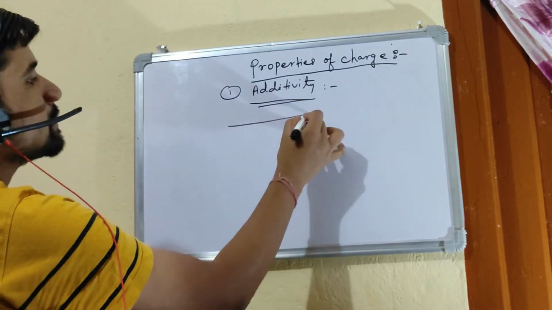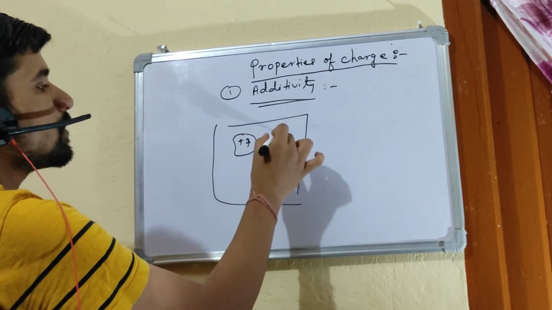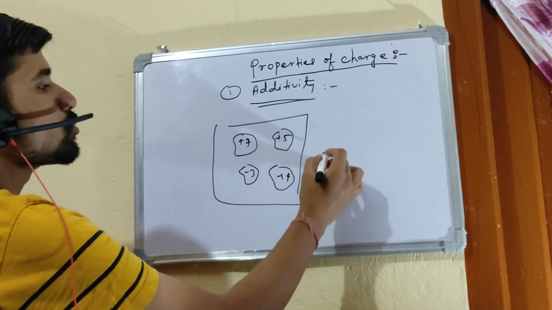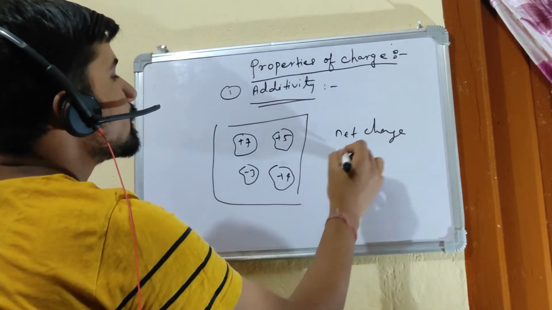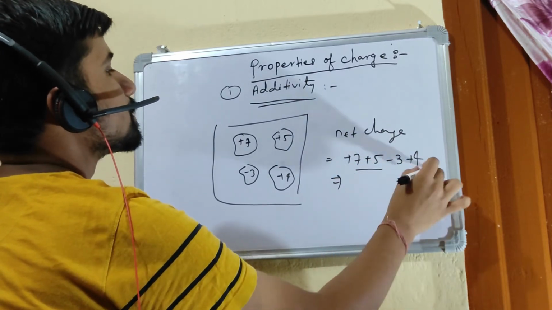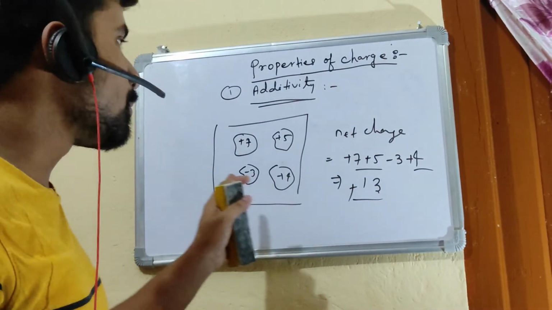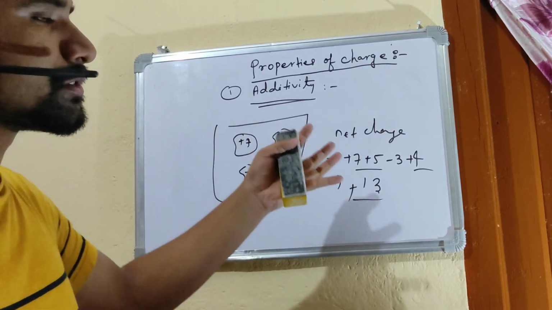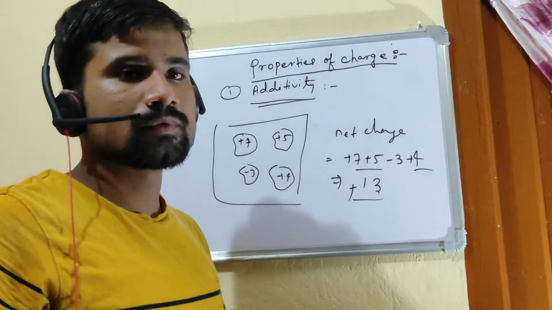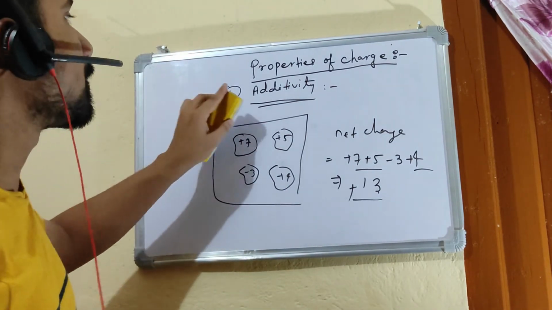So let's say there is a space where we have different charges. Let's say plus 7. I'm not talking about the unit of charges now, but just to make you understand, plus 5, minus 3, plus 4. So net charge on this body will be simply plus 7 plus 5 minus 3 plus 4. So it is plus 13. This is same as talking about, like, if there are four masses connected, the net mass will be the addition of that. Only difference is in case of charge we have different polarities, but in mass we have no polarity. So the addition of charge is also similar. So this is the additivity property.